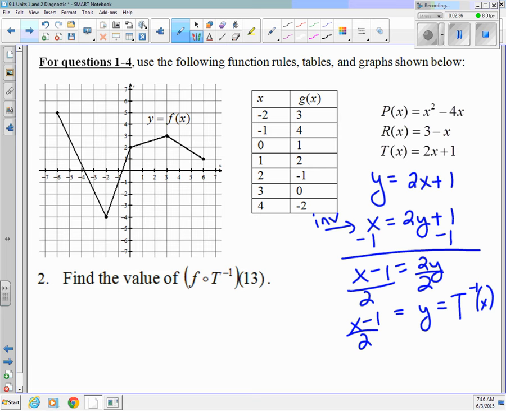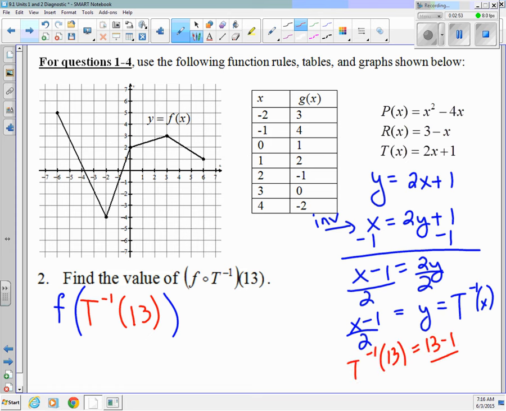So now I know f composed with t inverse of 13 simply means f of t inverse of 13. And t inverse of 13 I can get by doing (13 minus 1) over 2, which is 6. So now I'm really looking at f of 6. For f of 6, I can go to the graph and look for my y value when x is 6, and I get 1.